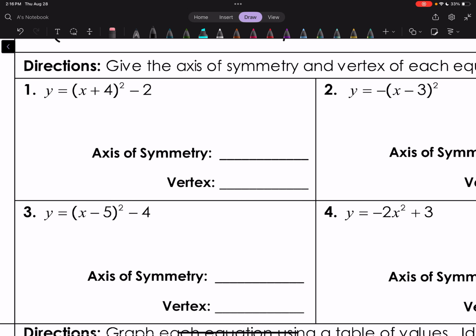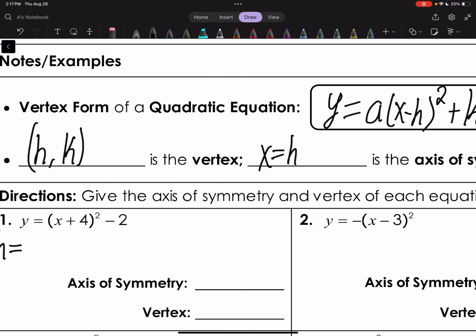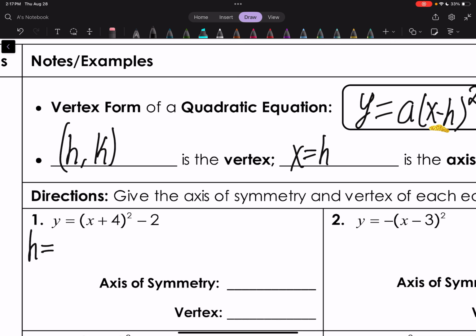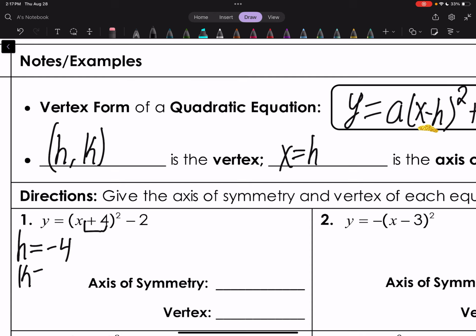On number 1, what is my h value? If you said 4, it is incorrect. Notice in the equation it says x minus h. What that tells me to do is flip the sign of this number. So this is positive 4, my h is negative 4. And k is just negative 2. Axis of symmetry, x equals negative 4, vertex, negative 4, comma 2.